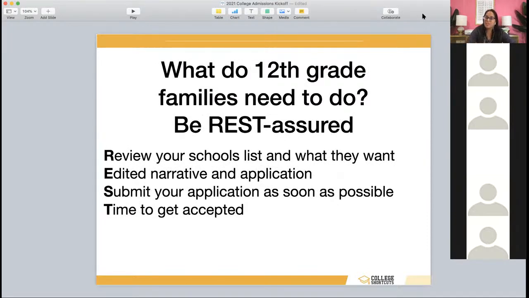So what do 12th grade families really need to do? They need to be rest assured. I hope you love my acronyms because I know it's such nerd alert, but I love my acronyms. So R, review your schools list and what they want. E, edited narrative and application. Make sure you get people to check that application. S, submit your application as soon as possible. Do not wait for an extra letter of recommendation. Do not wait for a score to come in. You can submit those later. Make sure that you submit as soon as possible. And T, it's time to get accepted.